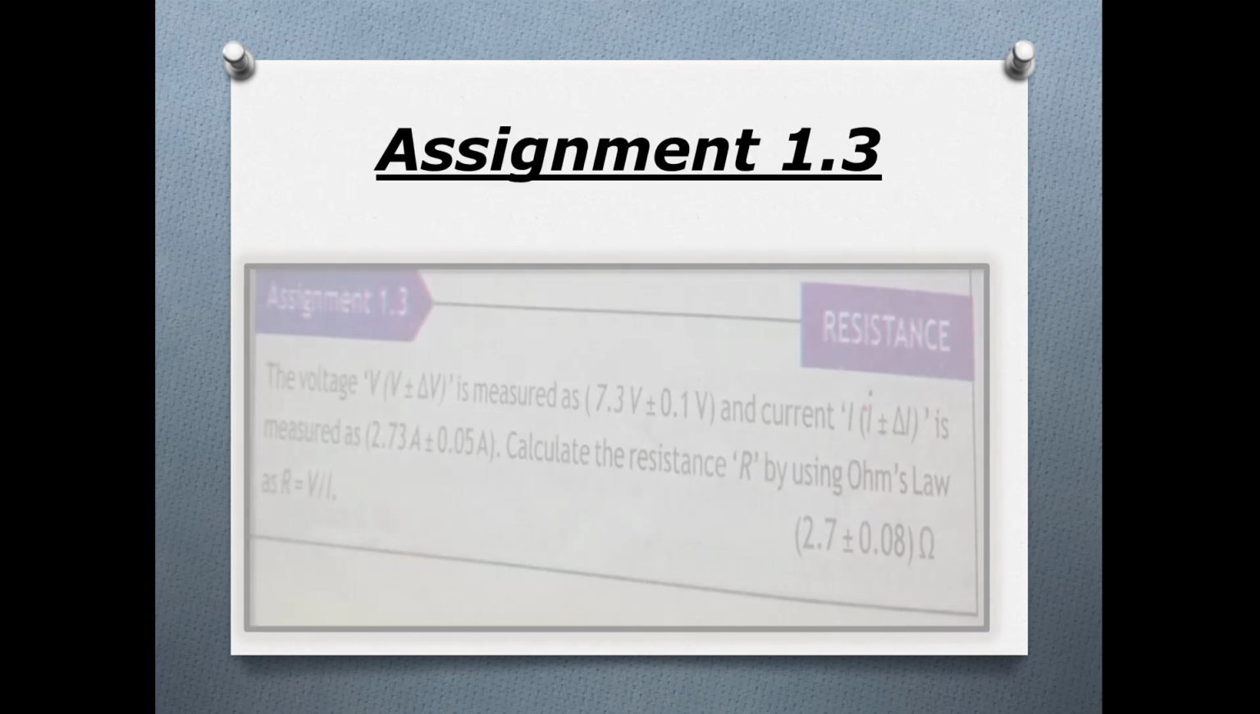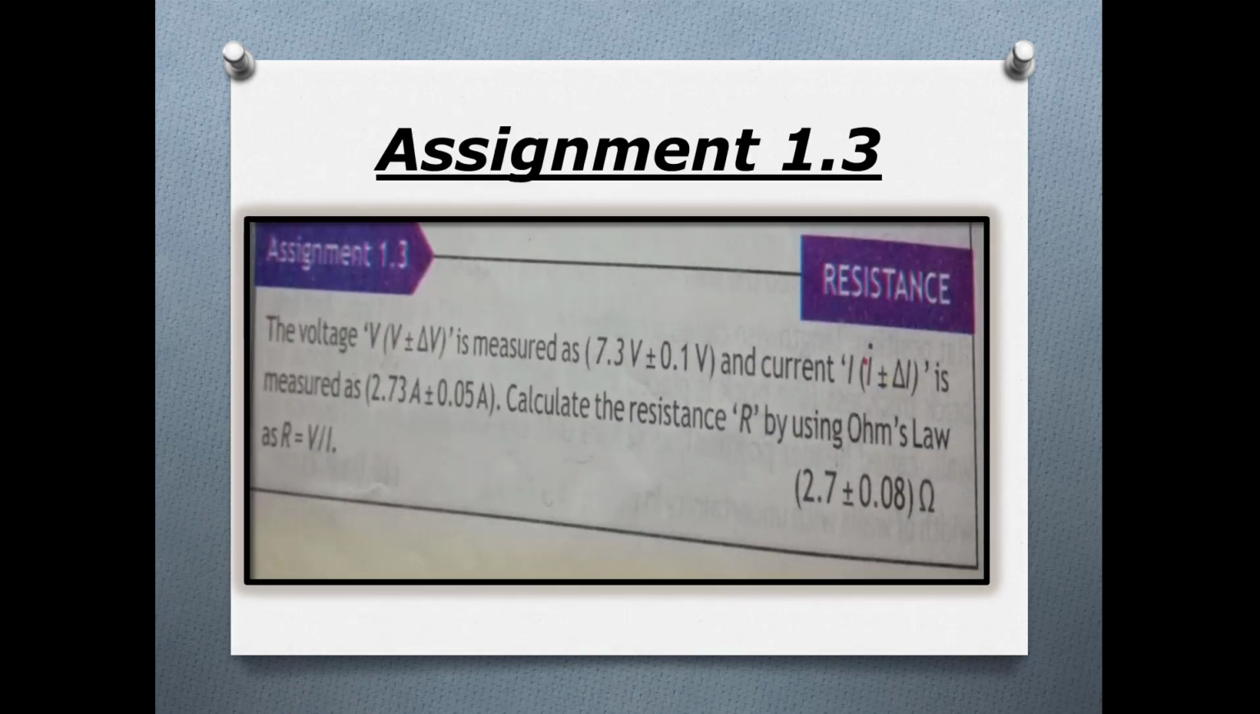Okay, so you have another assignment, 1.3. The voltage V plus minus delta V is measured as 7.3 volts plus minus 0.1 volts, and current I plus minus delta I is measured as 2.73 amperes plus minus 0.05 amperes. Calculate the resistance by using Ohm's law as R is equal to V over I. This is a question of quotient, a question of division.